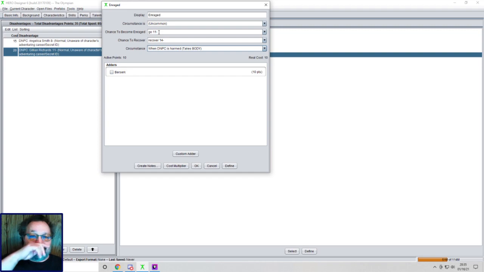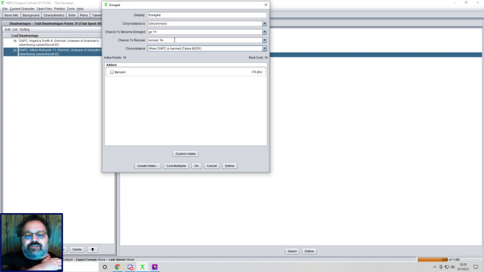Now you roll 3 dice 6 when the situation happens. So let's say one of his DNPCs does take body damage. Well, in that case, he throws 3 dice 6. If the total comes up as 11 or less, he is now enraged. What that means is he will immediately stop everything else he's doing and attack at full power whoever set the enraged in motion. So in other words, whoever hurt his DNPCs is now about to get hurt.